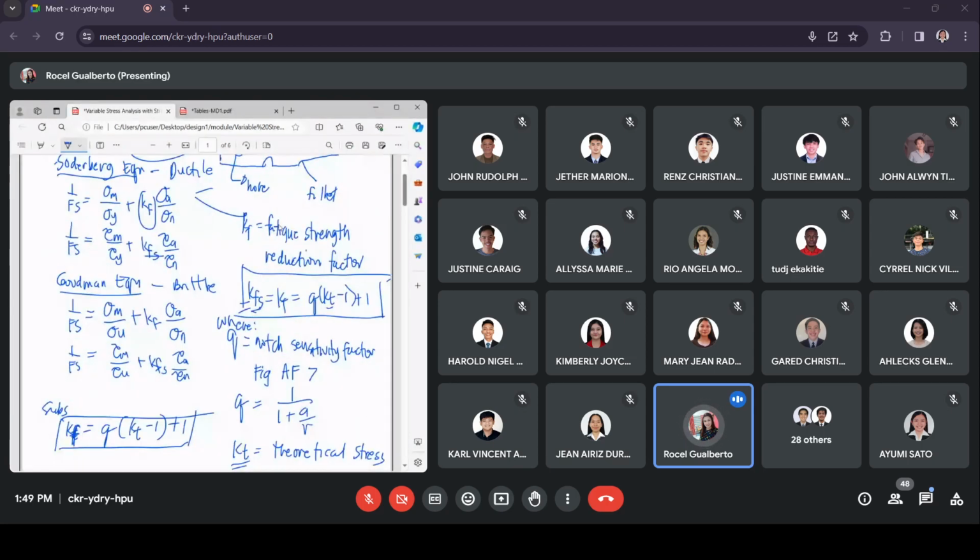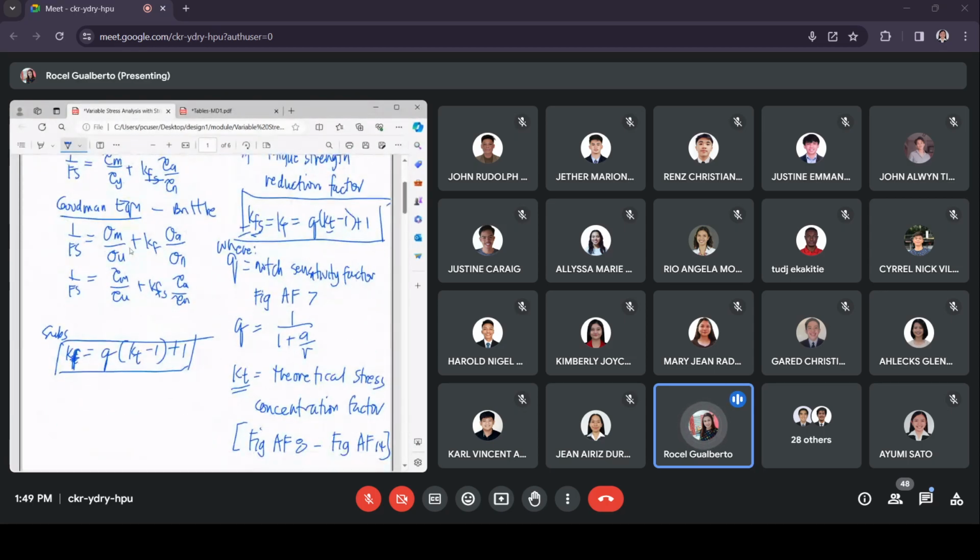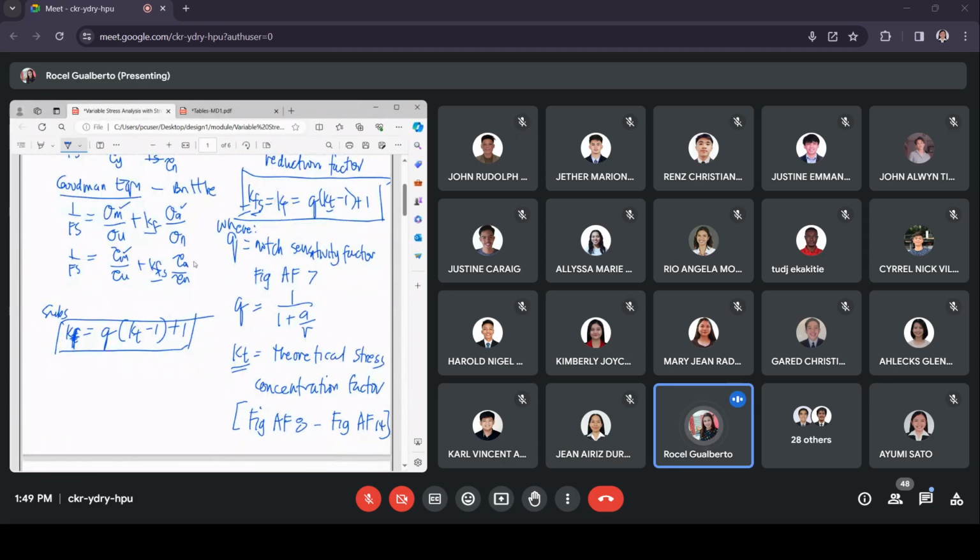Now, we go back again to our Soderberg-Goodman equation. What is new to us is the inclusion of KF and KFS. Ito lang po dalawa. What else is modified if the variable stress analysis has a stress concentration? It is the value of your sigma M and sigma A, or tau M and tau A.